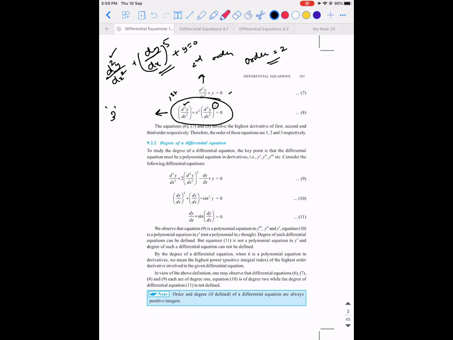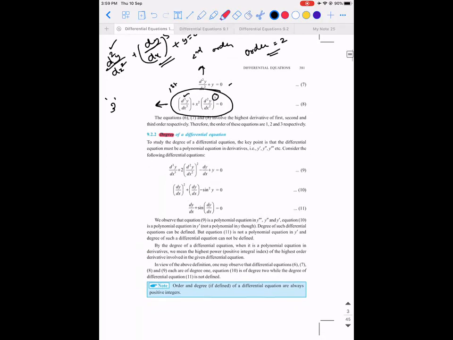Now the next parameter that is associated with the differential equation is its degree. So the degree of a differential equation is, one minute, I'll show you the reference. See, generally the degree of a differential equation is the power to which the highest order derivative is raised. So I'm repeating it: degree of a differential equation is the power of the highest order derivative.